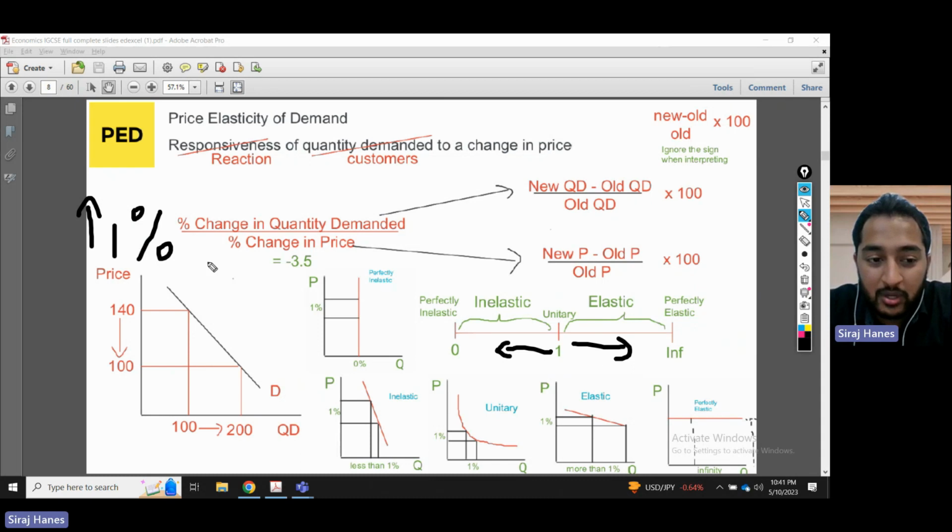That means by every 1% change in price, every time we raise the price by 1%, people leave us, in this case, by 3.5%. That's a lot of customers leaving. If it's exactly one, that means it's unitary, which means that every time we raise our price by 1%, customers leave us by 1%.